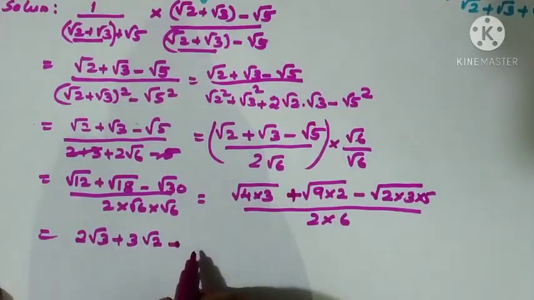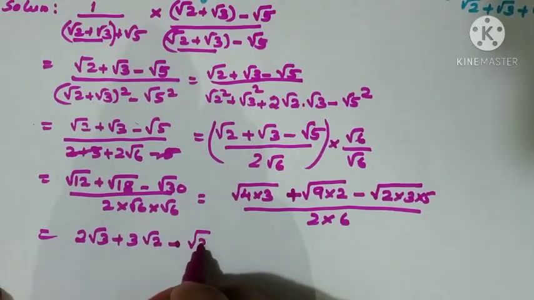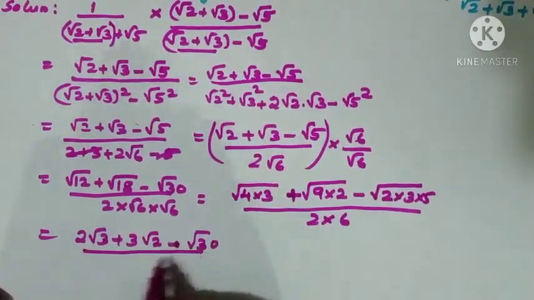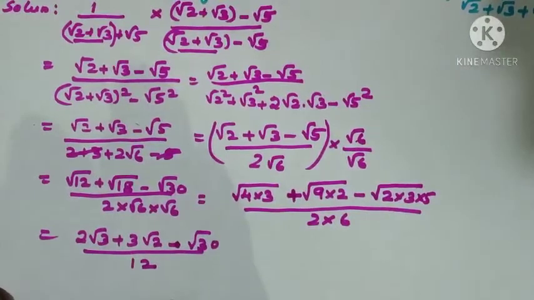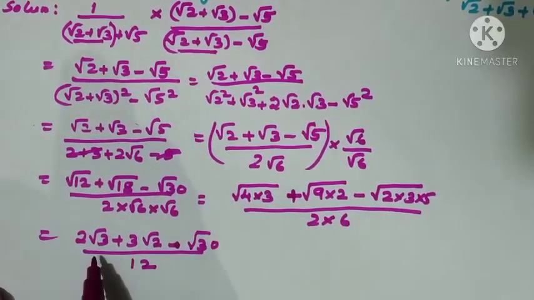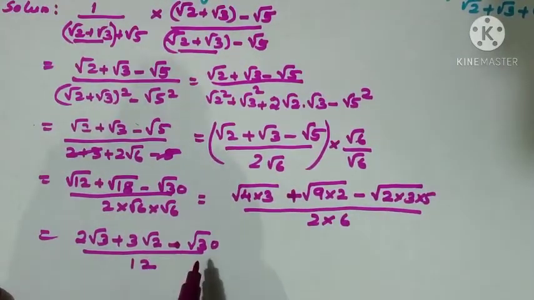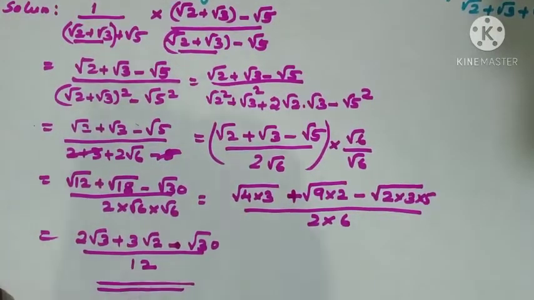I think there is no change. We should write root 30 only. Now 2 into 6, that is 12. So what is our answer? 2 root 3 plus 3 root 2 minus root 30 by 12. Now see the denominator. The denominator is 12. There is no irrational number.